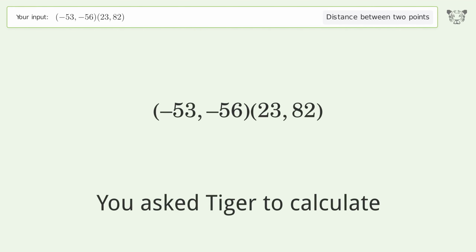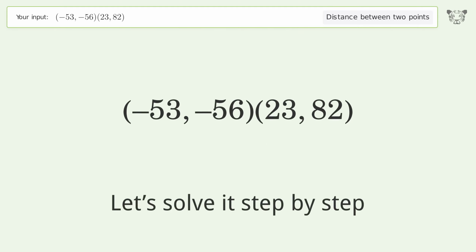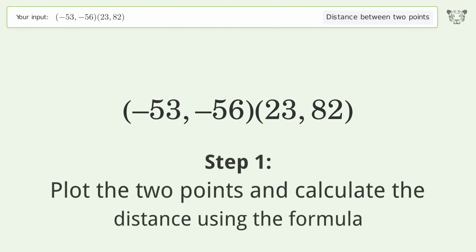You ask Tiger to calculate. This deals with the distance between 2 points. The distance between the 2 points is the square root of 24,820, or 157.544. Let's solve it step by step. Plot the 2 points and calculate the distance using the formula.